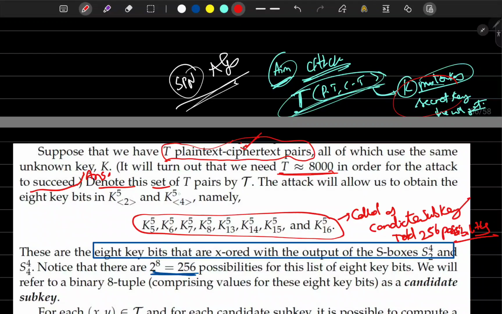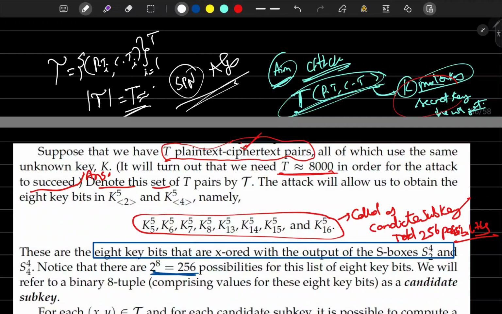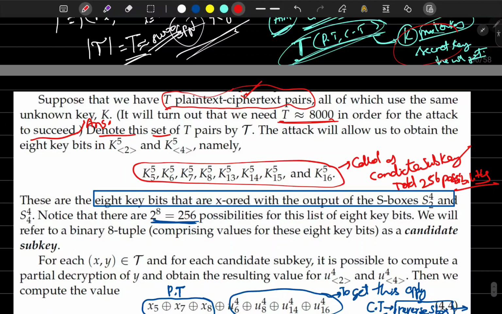Next, let's denote this set of T pairs by tau. So tau is nothing but a set of pairs. The notation is like this: tau is the set of (pt_i, ct_i), where i ranges from 1 to T. So mod tau, the cardinality of this set tau, is equal to capital T. Capital T is nearly 8,000. Okay, happy. So next step.